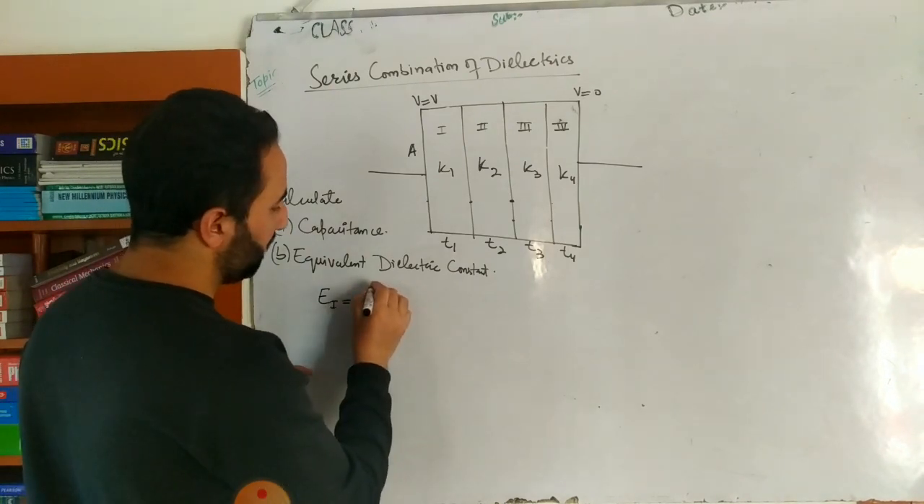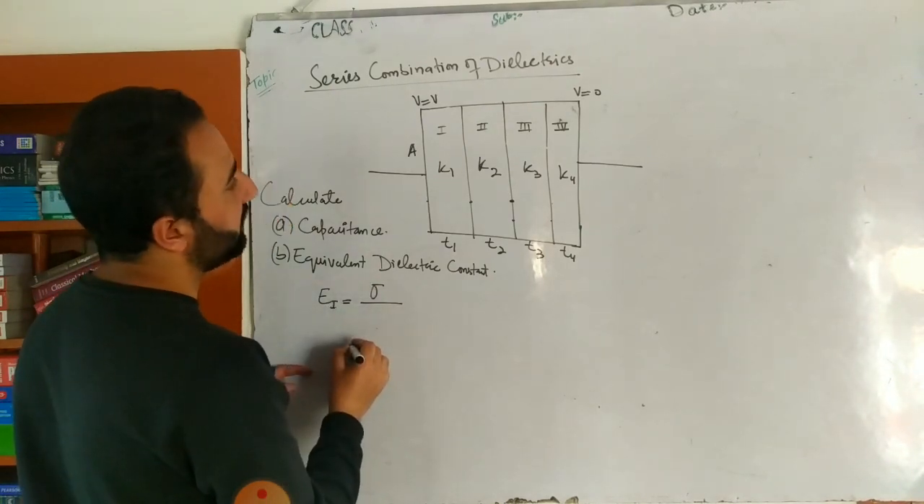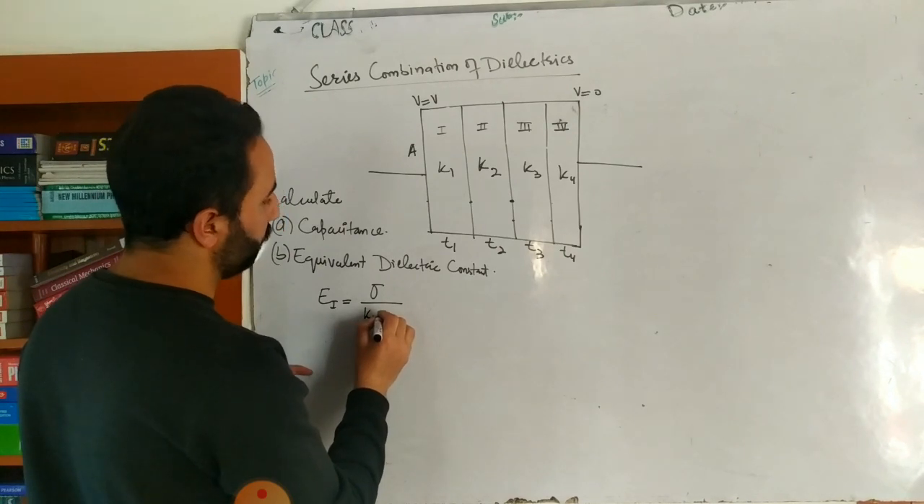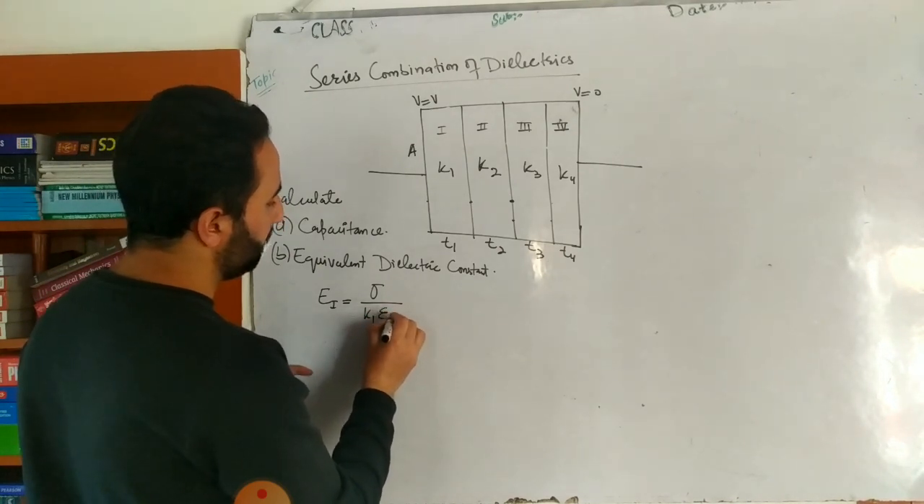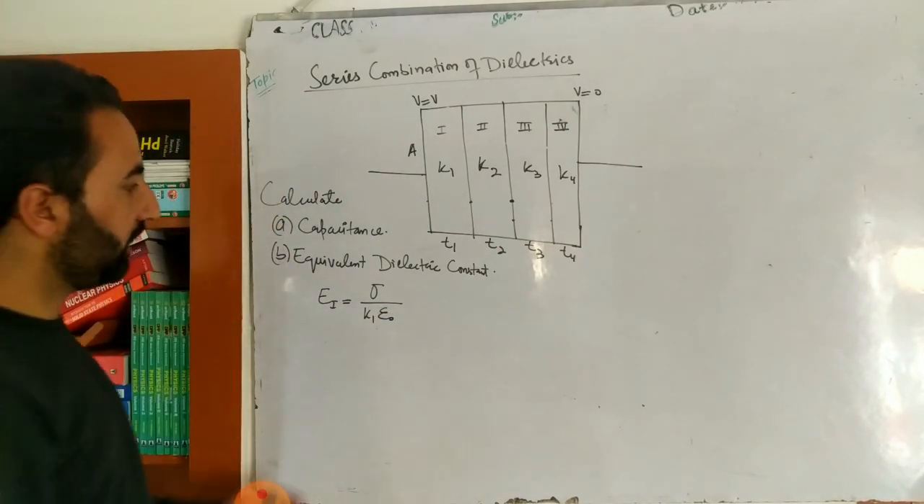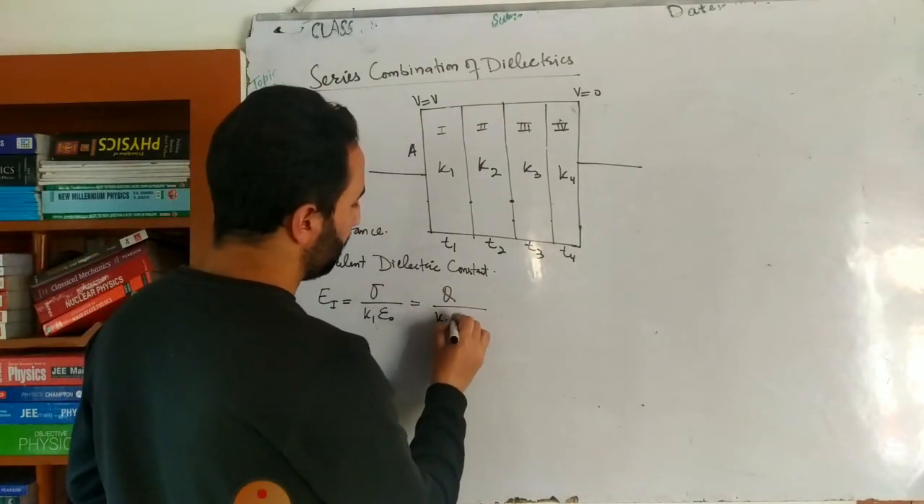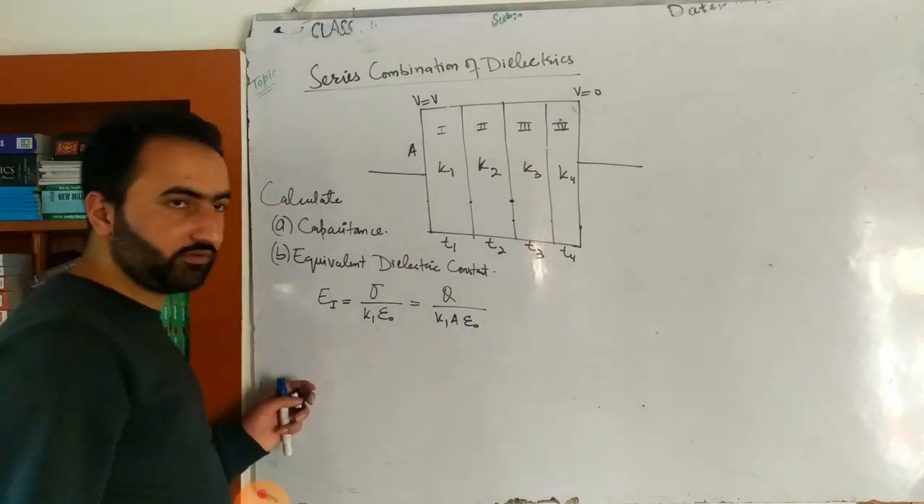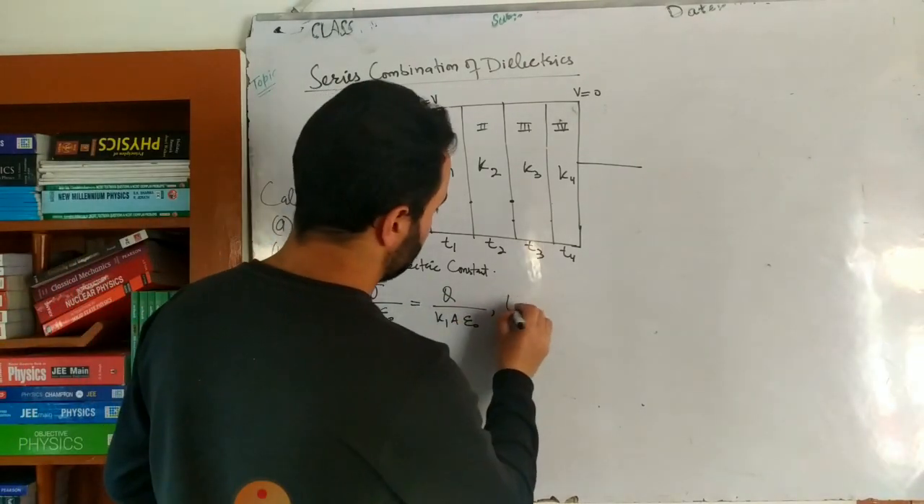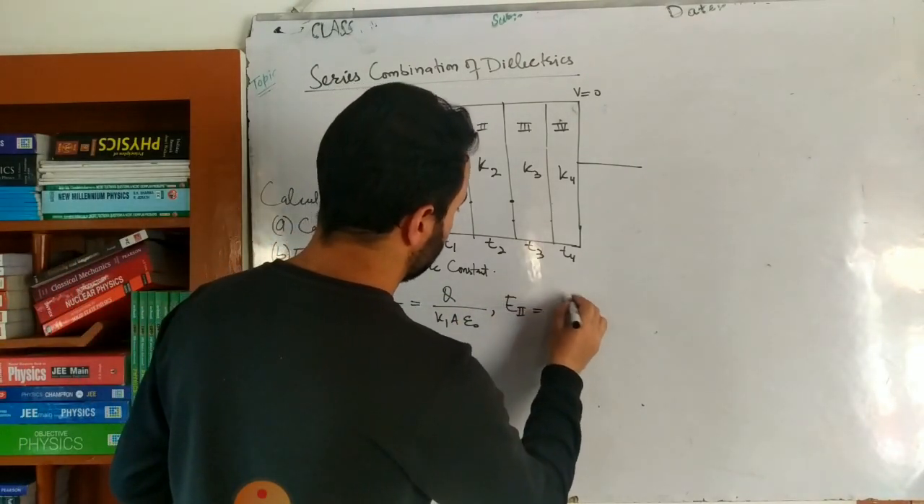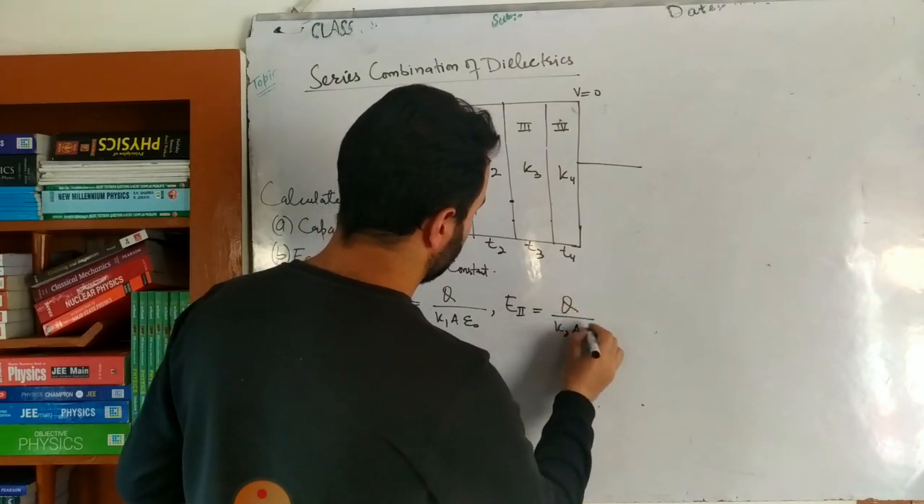Electric field in the region number first will be obviously equal to what? That's equal to sigma by K1 into epsilon 0, isn't it? Sigma divided by K1 epsilon 0. Okay? And what will we write for sigma? Q divided by A. So it will be equal to Q divided by K1 A epsilon 0, like this. Okay? And so on. For example, we calculate E2. E2 will now obviously be Q divided by K2 A epsilon 0.